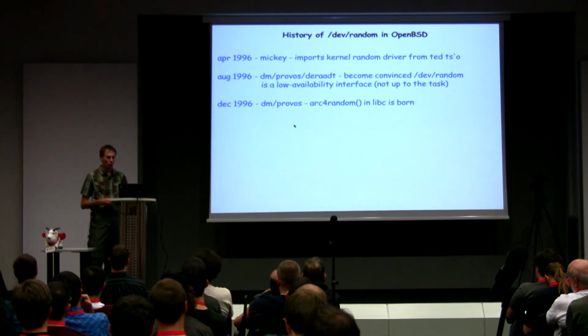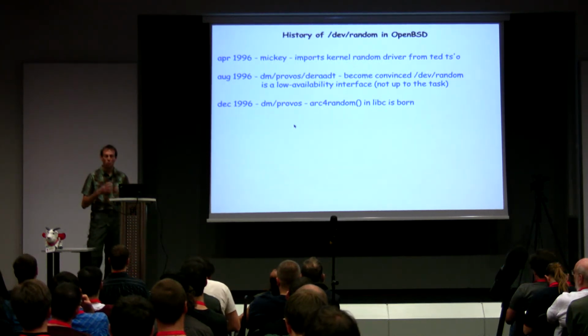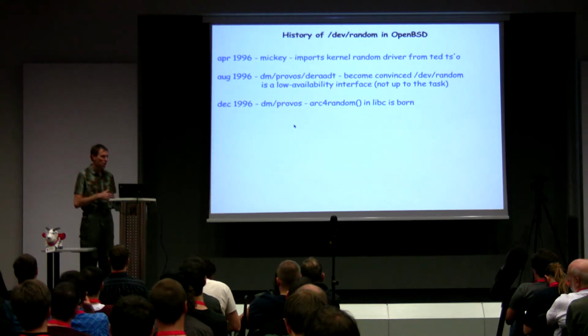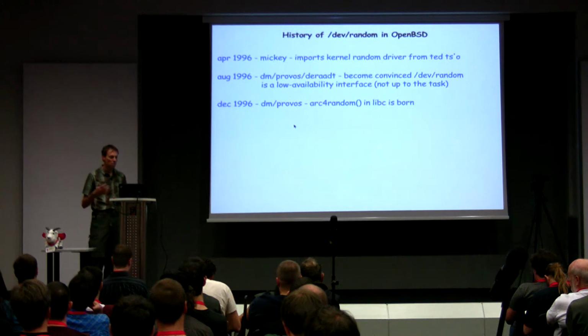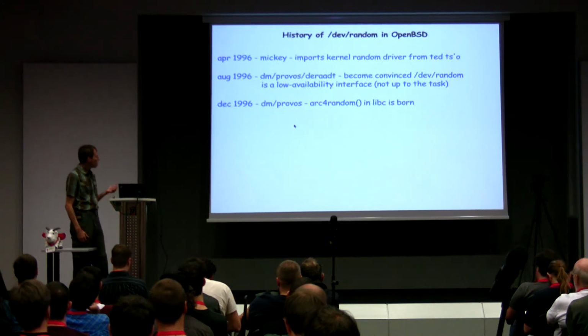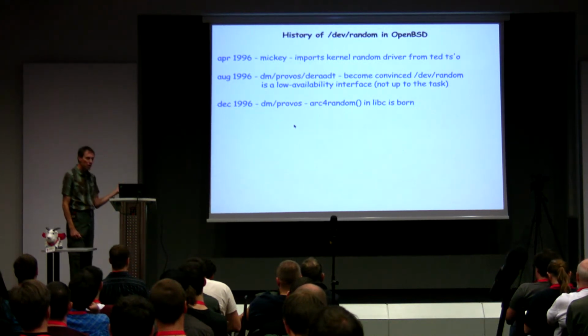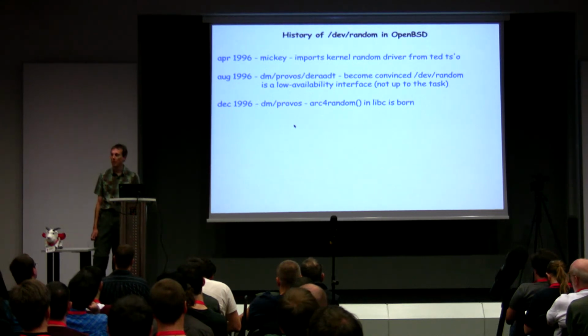We were already very concerned about using chroots in lots of spaces, so we were concerned about it going and placing /dev/random device nodes in various places. It just didn't make much sense. So before the end of the year, David Mazières and Niels had gone and written the first version of arc4random in libc.